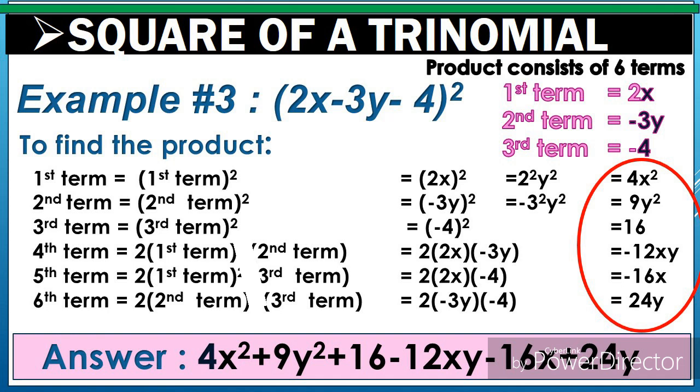To find the sixth term, okay, twice natin yung second term and the third term. So, our second term is negative 3y and our third term is negative 4. So, twice, which is 2 times negative 3y times negative 4. Okay, 2 times negative 3 is negative 6. Negative 6 times negative 4 is positive 24. So that's why we have positive 24y. And to write the final answer, we have 4x squared plus 9y squared plus 16 minus 12xy minus 16x plus 24y.